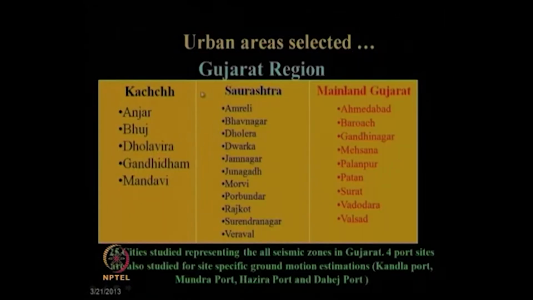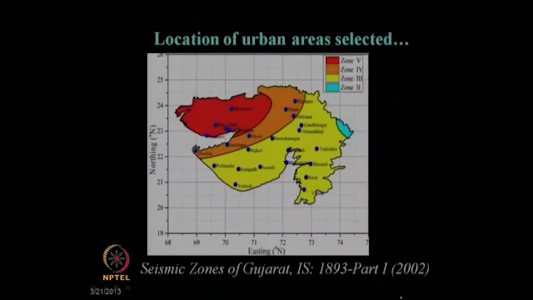The urban areas of Gujarat region have been subdivided into three major regions. One is Kutch region, another is Saurashtra region, another is mainland Gujarat region, and these are the 25 cities which are selected for our present case study or present analysis. Further later on, 4 port sites, Kandla port, Mundra port, Hazira port and Dahej port are also considered for site specific ground motion analysis, which we will discuss in our next module of this course.